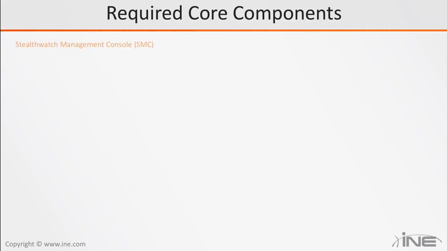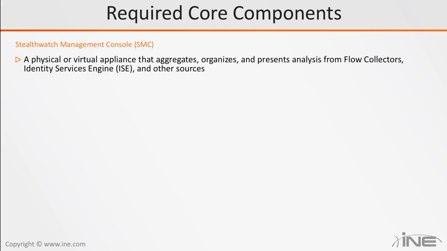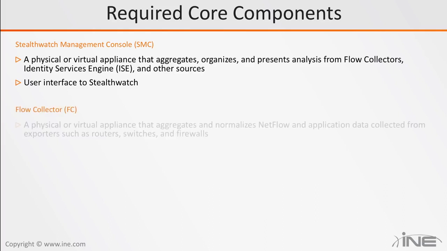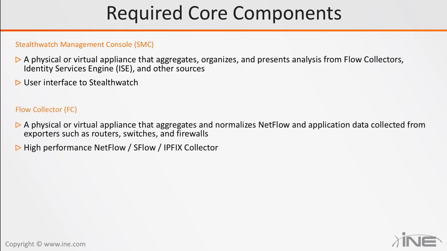Now moving on to the core components of a Stealthwatch. So there are two components, the two devices that are necessary for a Stealthwatch system to work. First is Stealthwatch Management Console, and second is Flow Collector. Stealthwatch Management Console, as we understood, can be a physical appliance or a virtual appliance. There are two interfaces that are available. Basically, there's a Java interface, and there's a web interface.